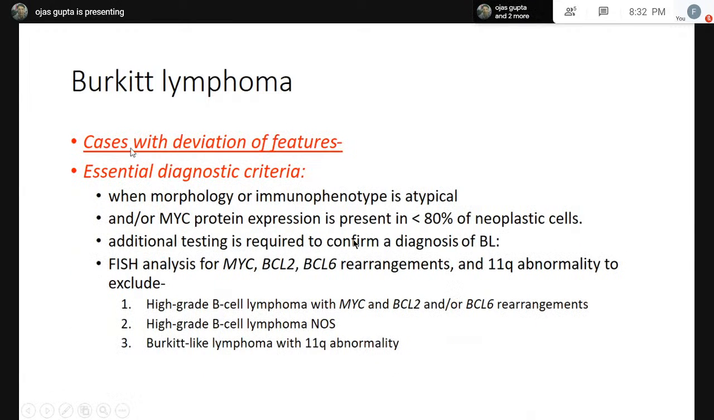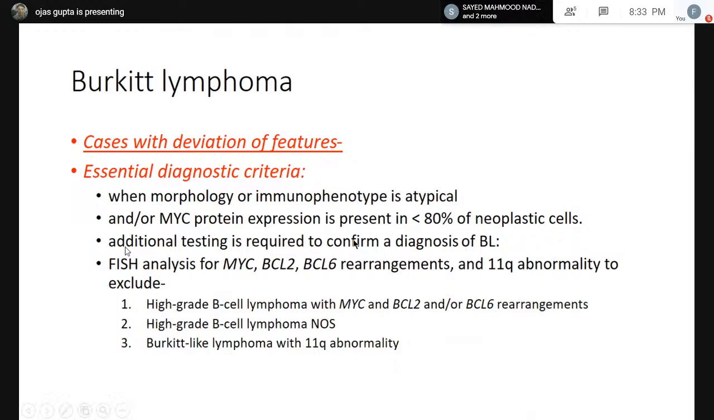So there can be cases with deviation also. In such cases, the morphology and immunophenotype will be atypical. The expression of MYC protein will be less than 80%. So 80% is the cutoff to say whether MYC protein is positive or negative. If it is more than 80%, then MYC protein expression is taken as positive. If it is less, then it is taken as negative.